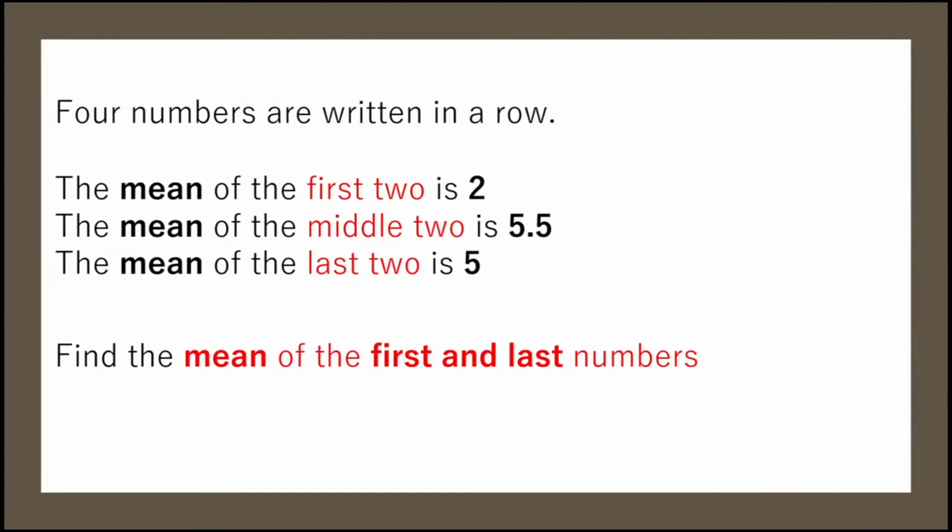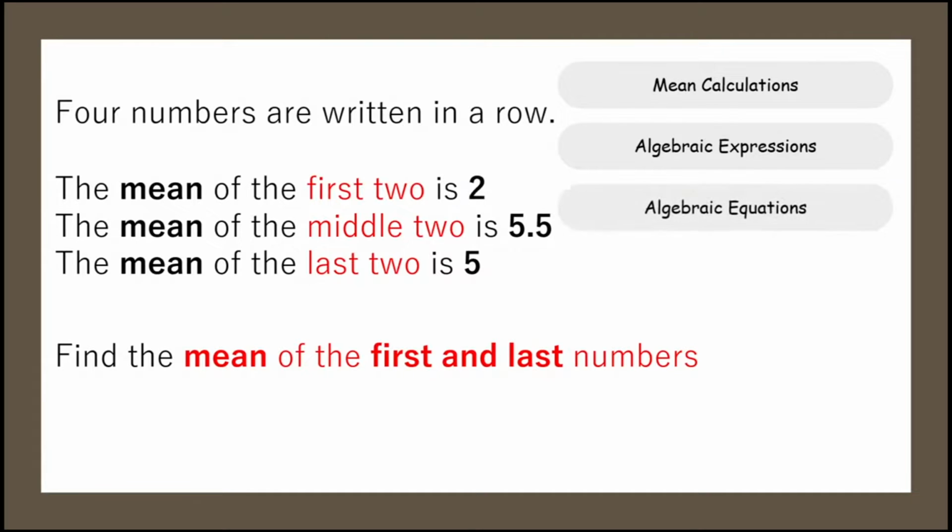So what are some initial thoughts of how we might start? Since we're working with the mean, I'm expecting to need to use some mean calculations as we work our way through. Each of these numbers is an unknown number, so I'm also sure we're going to be working with algebraic expressions, and hopefully that will lead to an equation that we can go ahead and solve. So these are the first few things in mind. Let's get started.